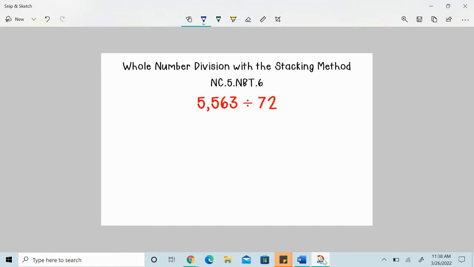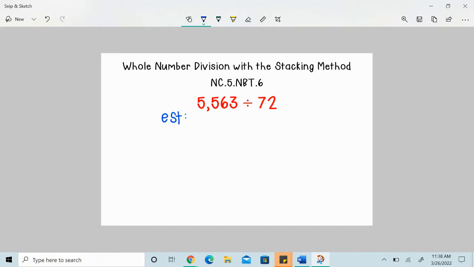Let's take a look at how we can use partial quotients in a stacking method to divide 5,563 by 72. To begin with, we will estimate the quotient. This will help us because when we have our actual answer, we can compare our actual answer to our estimate to help determine if our answer is reasonable. When I look at 5,563 divided by 72, in order to estimate, I want to use some friendly numbers, and I'm going to need to rely on my basic math facts, my multiplication facts.